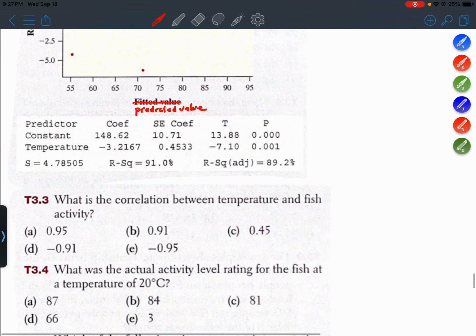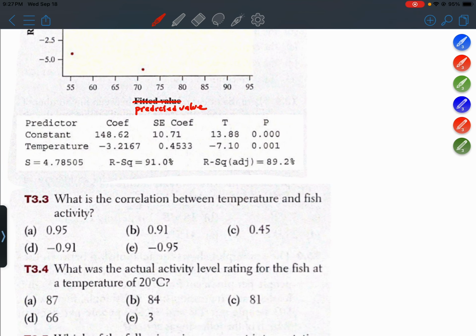All right, question 3.3. What is the correlation between temperature and fish activity? So what is the R value? Well, we can see clearly here in the printout that the R squared value is 91%. So let's start with that. R squared is equal to 0.91. We know that if we unsquare this, then we would get R. So R is approximately the square root of 0.91, which is 0.954.